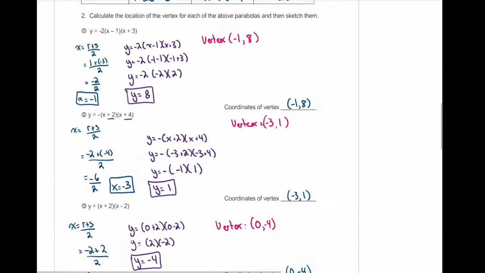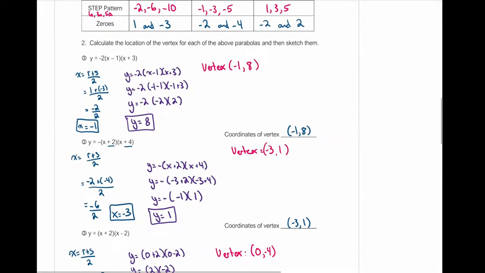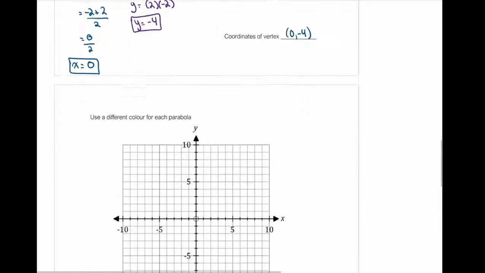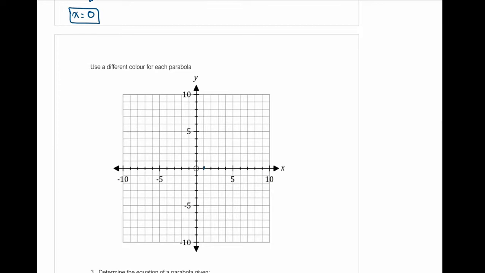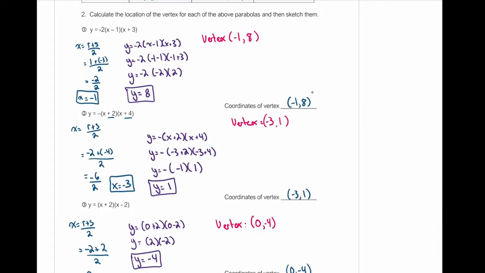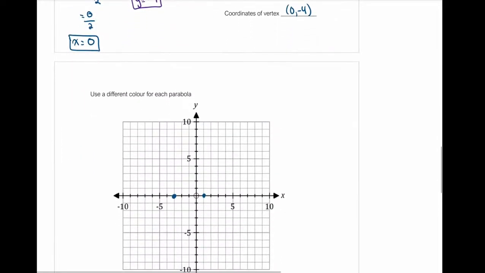So the first one, going back up, we see y equals negative 2 times (x minus 1) times (x plus 3). So we know our two x-intercepts, even from the table, are 1 and negative 3. So I'm going to plot a point at 1 and negative 3. Those are my two x-intercepts. I need to know my vertex. So looking again at the top one, I see my vertex is negative 1 and 8. So I'm going to plot that point, negative 1 and 8.